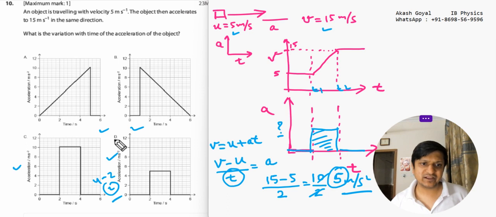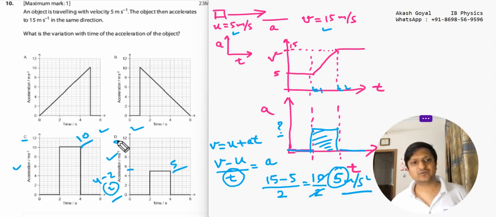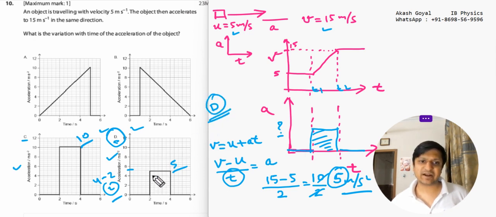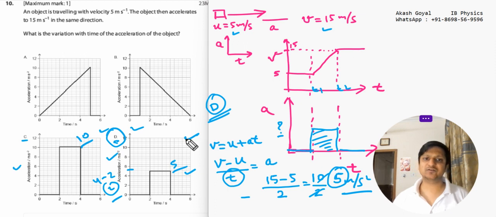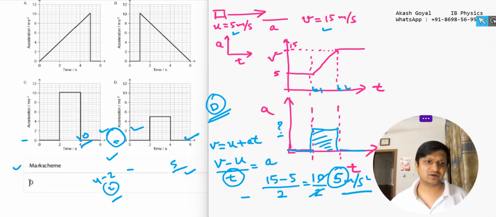So in this graph, D graph, it says 5. And in C graph, it says 10. So our answer would be the D option. D option will be the right option because the pattern of the graph is the same, and the value of acceleration, that is 5, is coming in the D option. So now we will check the mark scheme. Yes, D option is the right option.